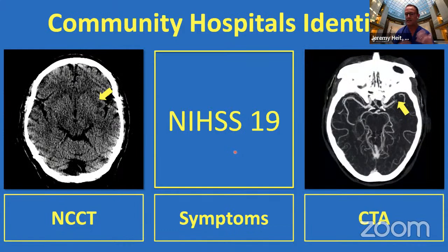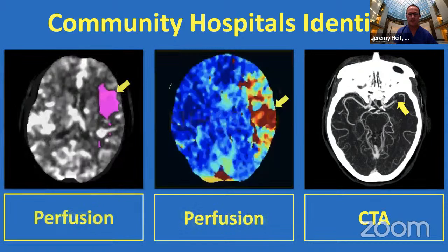Then we would add in CTA and it got at least more accurate. We would find out that we were bringing patients with a large vessel occlusion, but you'd still be stuck with the limitations of a non-con CT. So what if we start to move then towards perfusion?